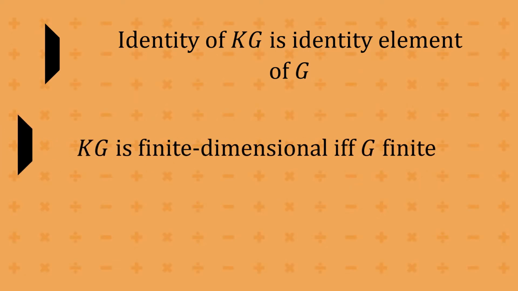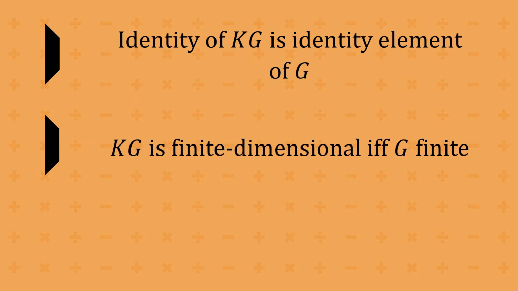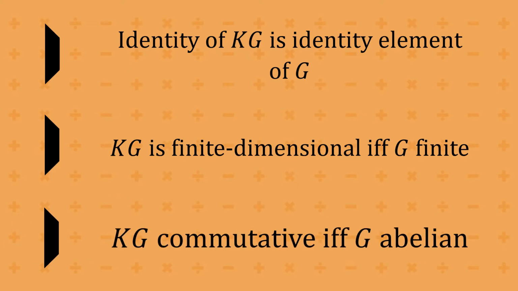Also, KG is finite dimensional if and only if G is finite, in which case the dimension of KG is the order of the group G. The group algebra KG is commutative if and only if the group G is abelian.